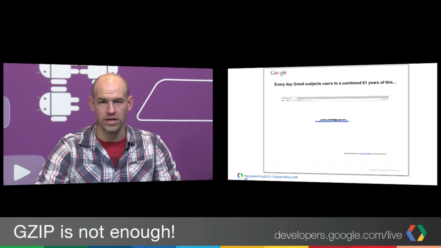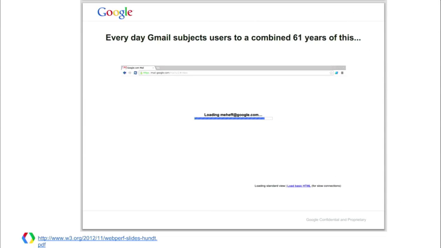So in 2012, the Gmail team did a fantastic presentation for the W3C and put up some publicly available slides proposing a solution to a common problem. You see, Gmail users see about 61 years of loading bar inside of Gmail every day, right? That's a lot of time users spend just sitting around waiting for JavaScript to be streamed out.